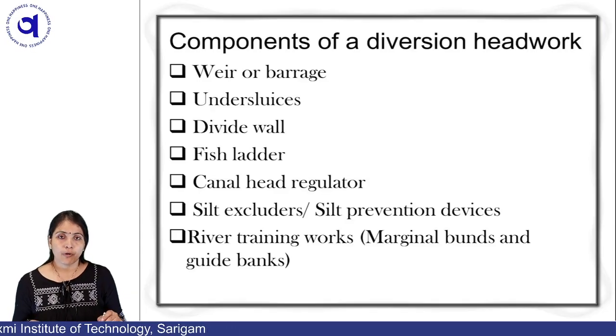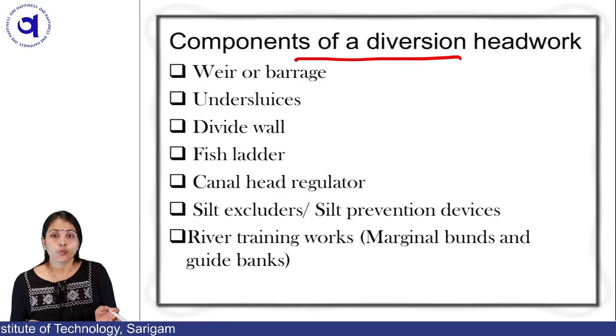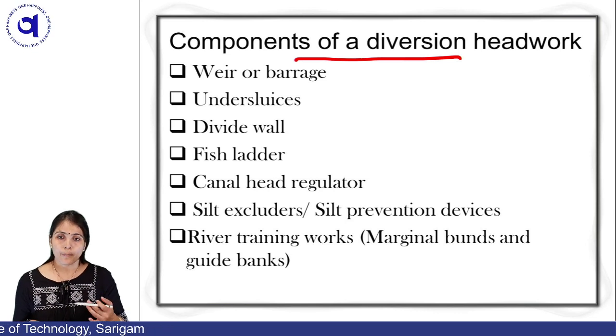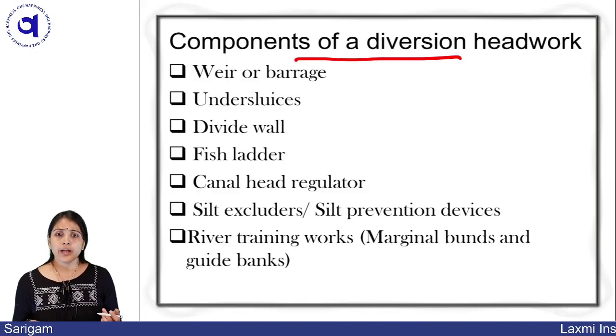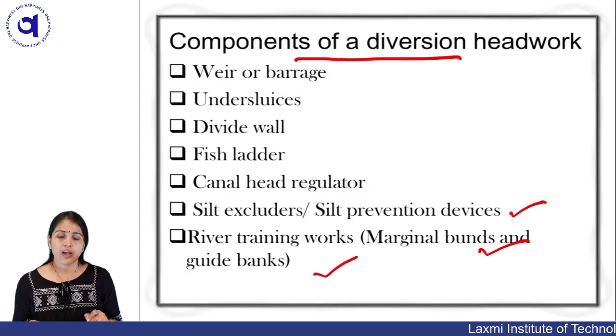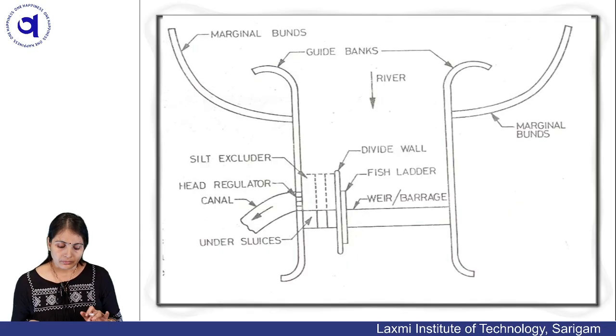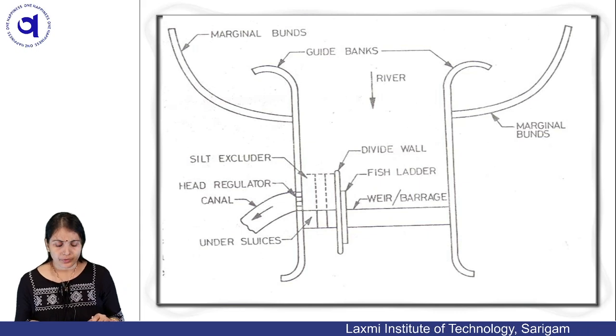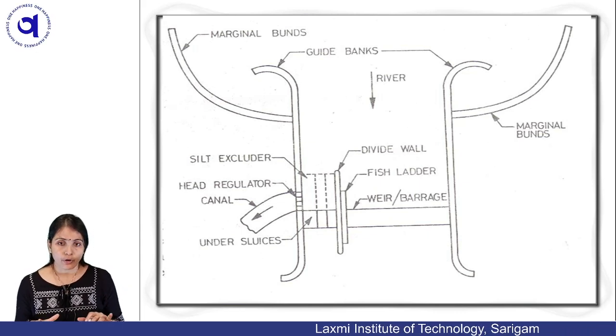Now this is very important, that is, the components of diversion headwork. Whatever diversion headwork we are discussing, what are its components? Weir, barrage, under sluices, divide wall, fish ladder, canal head regulator, silt excluder or silt prevention devices, and river training works, marginal bunds, guide banks, all this. These things have much importance in the construction of the diversion headwork, and they play an important role in it. You can see in the diagram over here, this is a very important diagram for the components of diversion headwork.